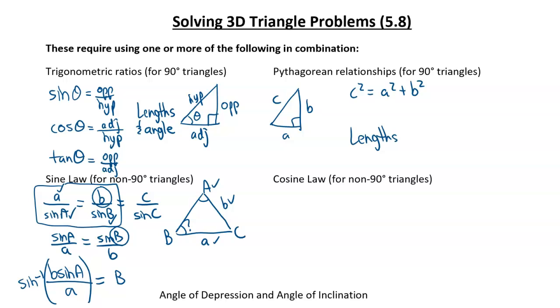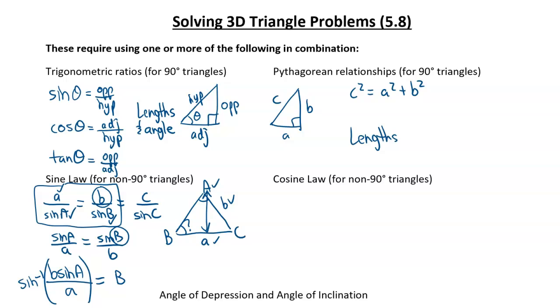So that could be used to find an angle, and it could be used to find a length if we know one pair and then one thing in the other pair. In this case, I knew either the side length in the pair of angle B and side B, or I knew the angle in the pair of angle B and side B.